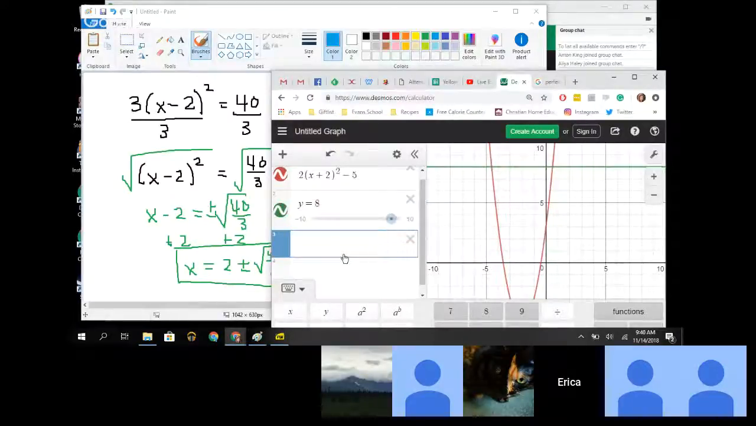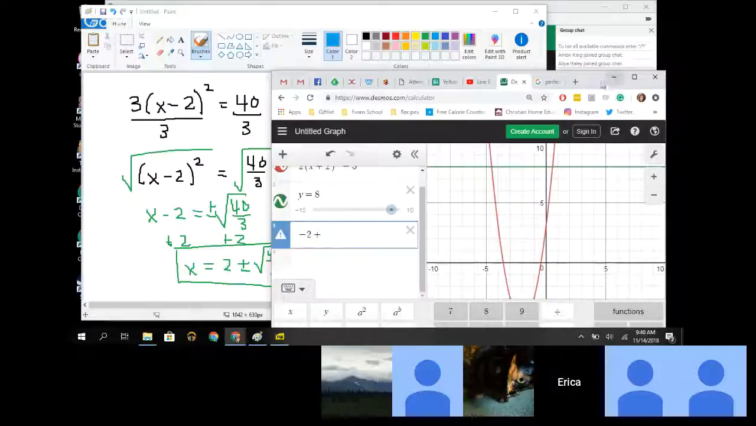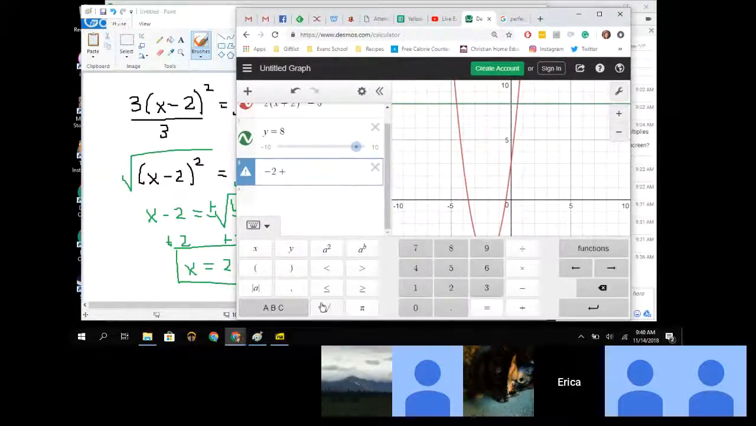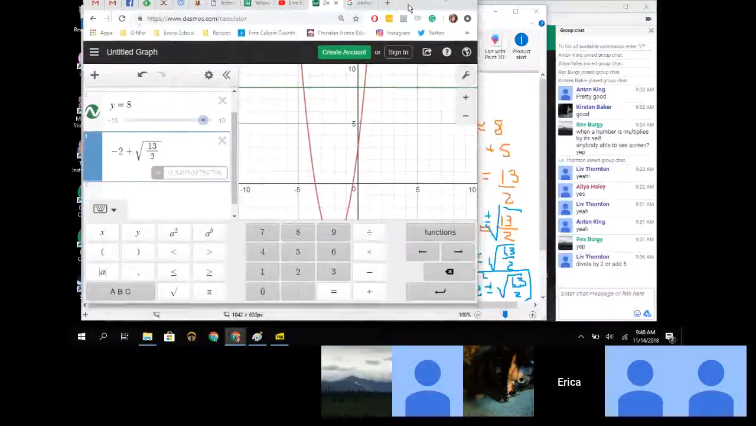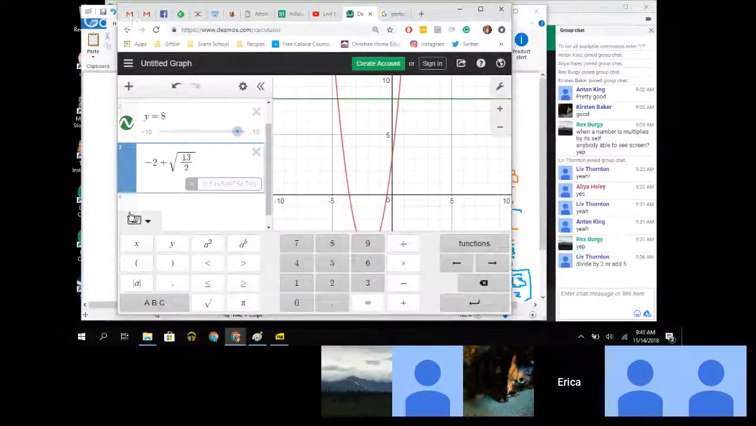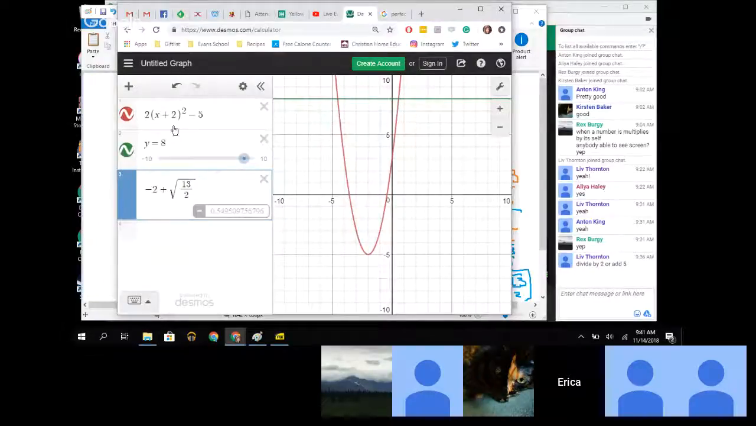So let's just type that in. -2 plus or minus, I don't know if it does that, no, it doesn't, so plus the square root of 13 divided by 2. Okay, so that's one possible solution. Now let me make this a little bit bigger.